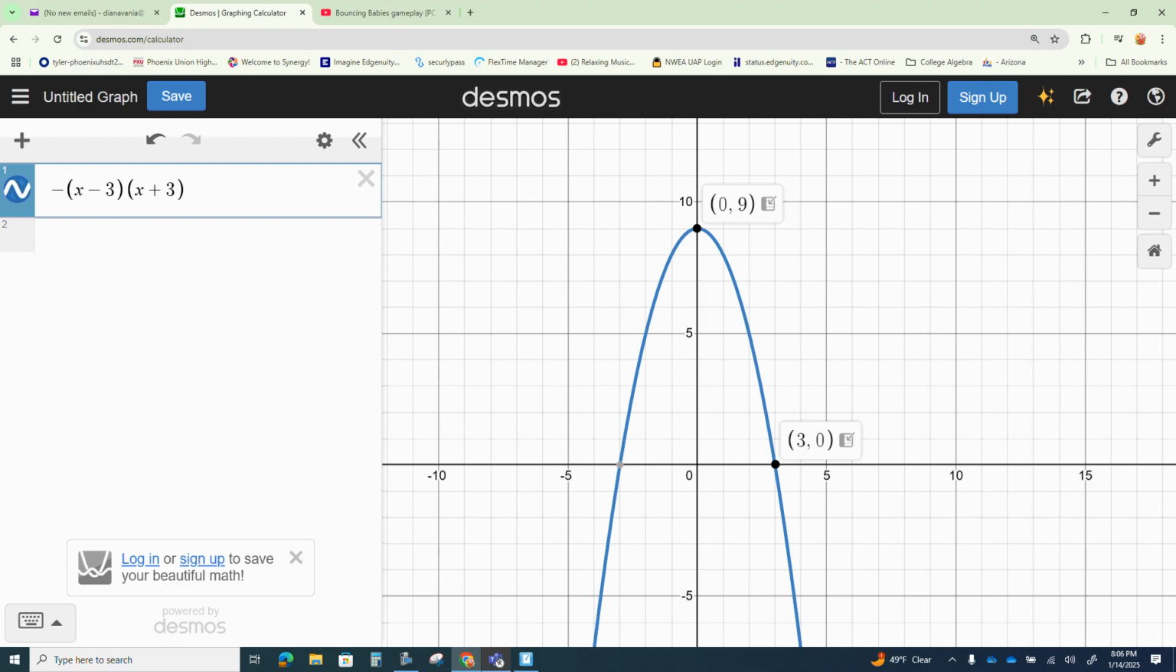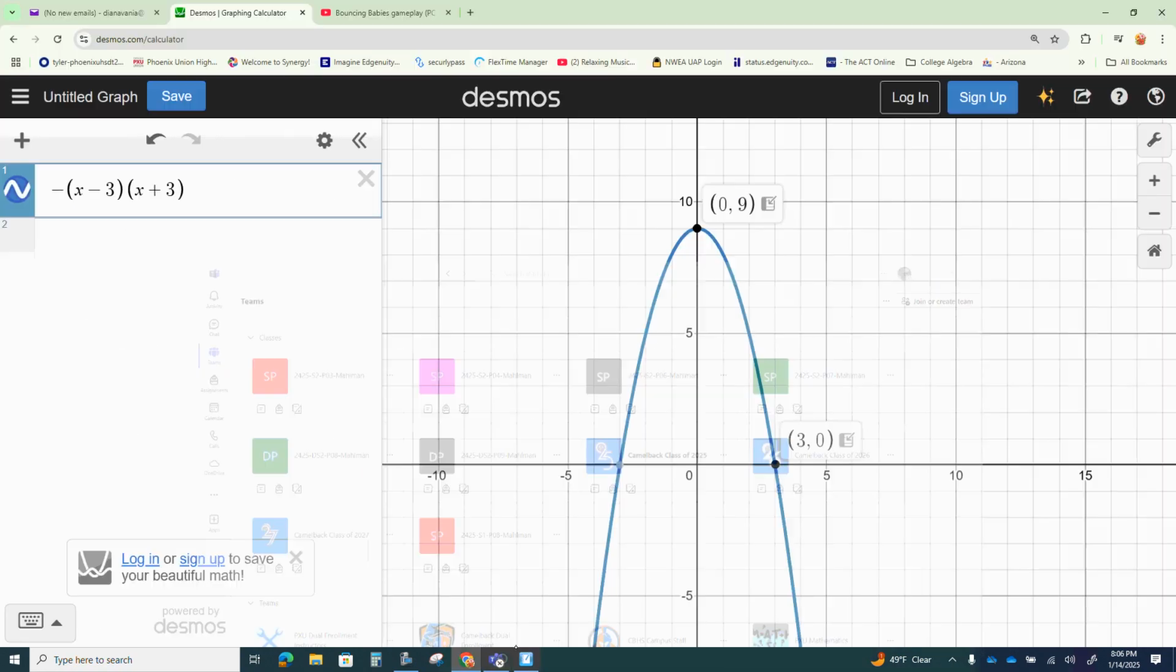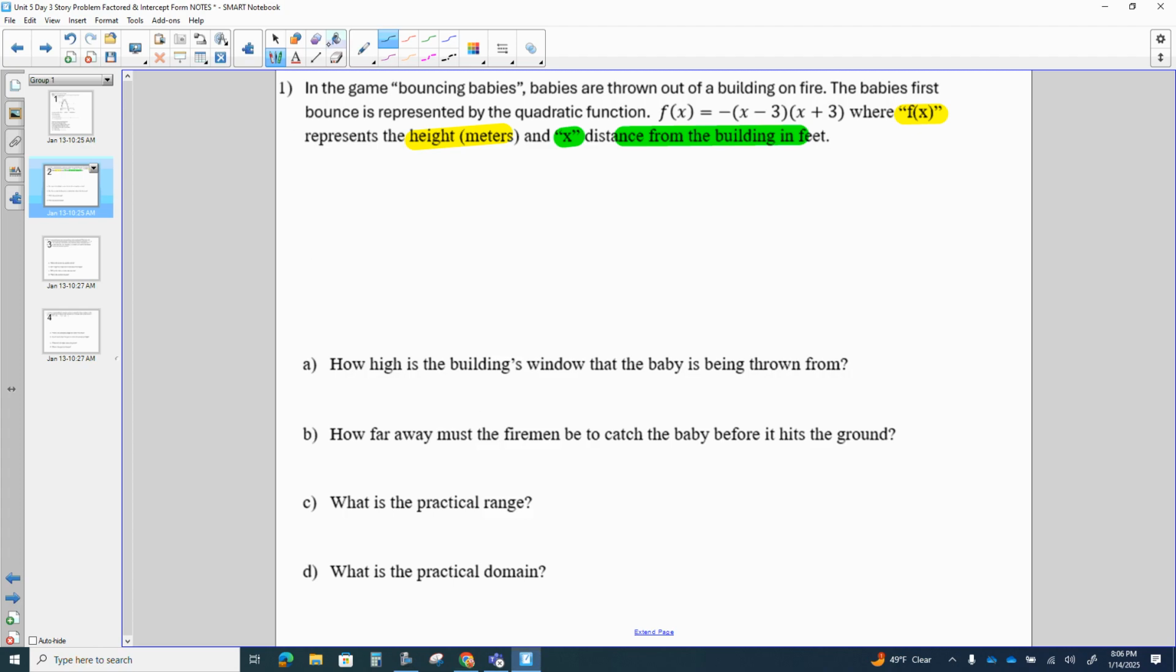All right, so let's see what the questions are asking us. I'm going to do a little rough sketch so I can remember. Remember that the y-axis here is the height. It's using the variable f of x, and it's done in meters. And then our x-axis, that's this one here, is represented by x, and it is the distance in feet. So make sure we have our unit measurements, and then that is our distance.